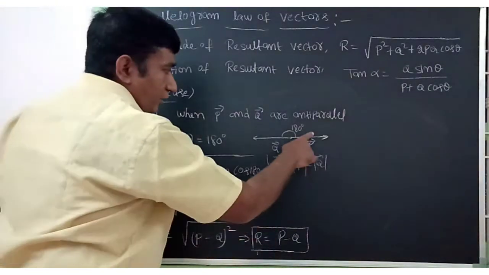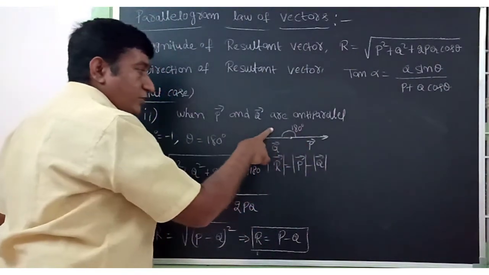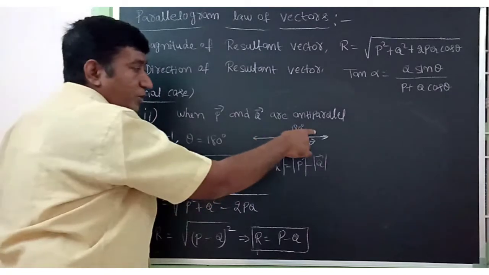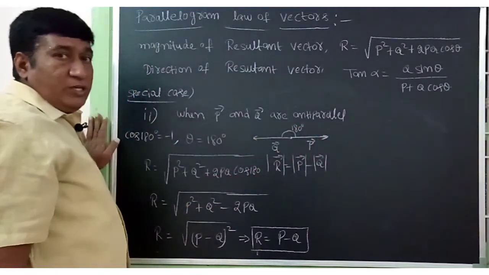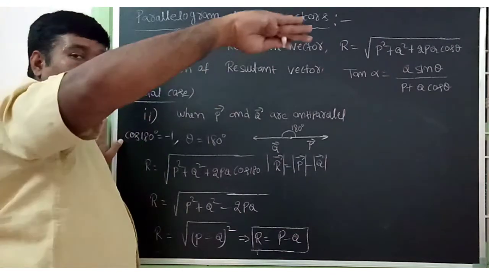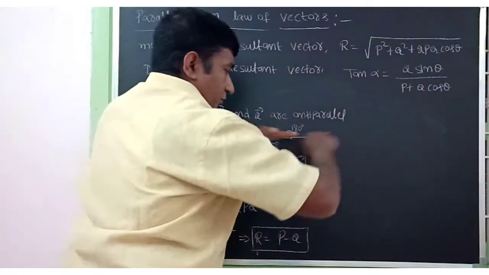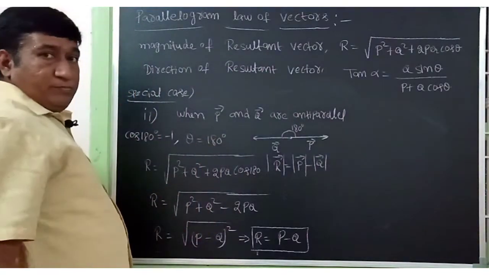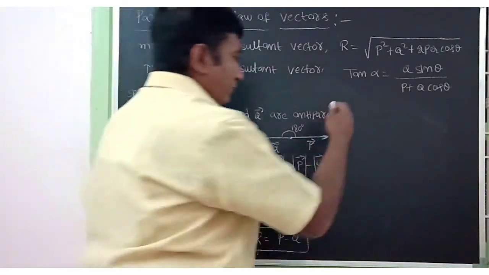For example, if this is 5 meters and this is 3 meters, 5 minus 3, 2 meters is the resultant. Then what's the angle? The angle may be either 0 or 180. So how will it be? So tan alpha.